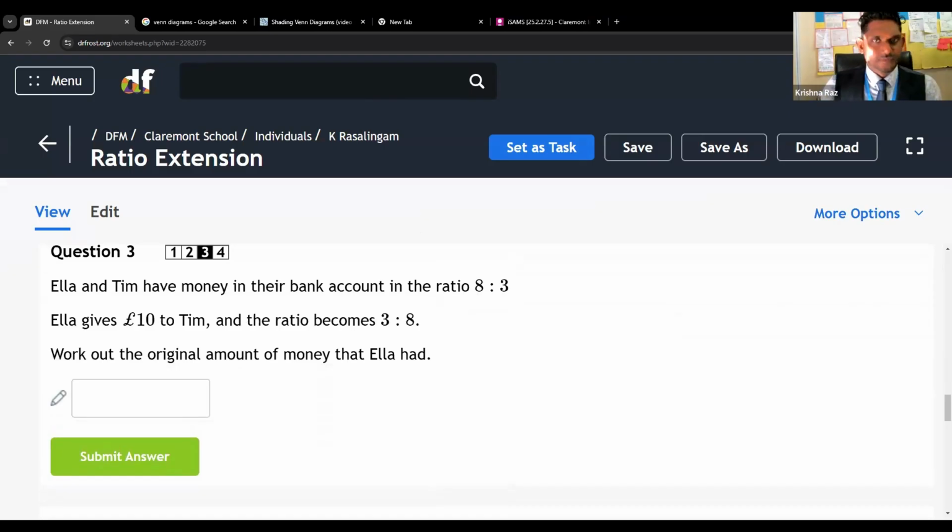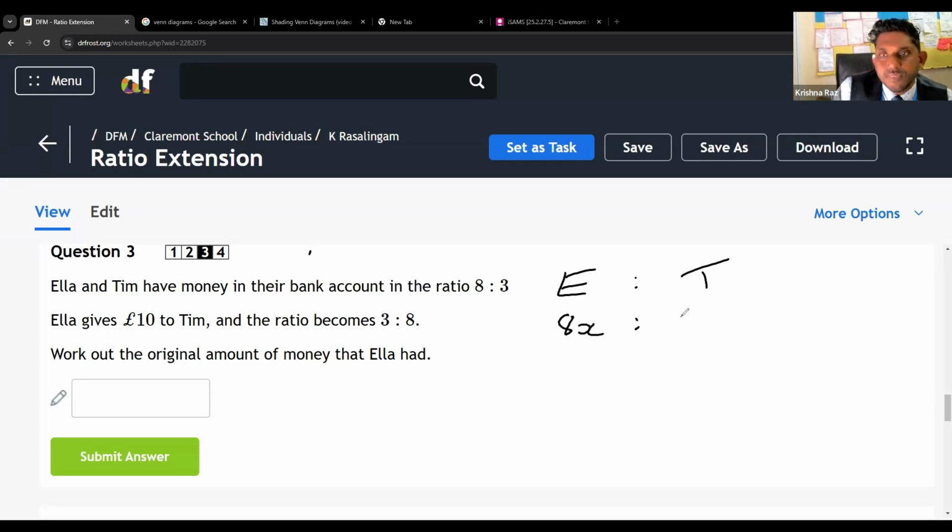Right. This looks not particularly nice. So yeah, Ella to Tim. Their ratio is 8 of something to 3 of something else. Ella gives £10 to Tim and the ratio switches. So they get the same the opposite way around.